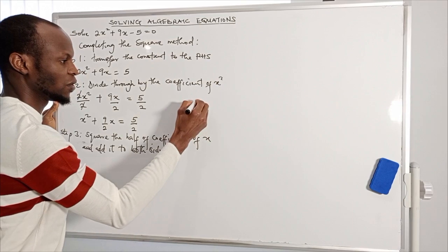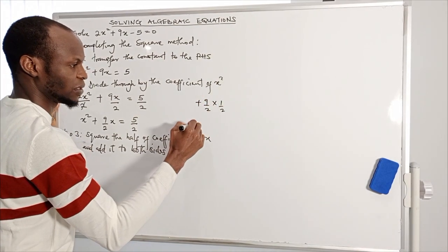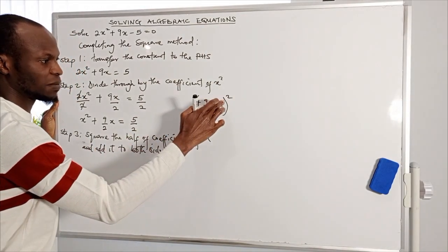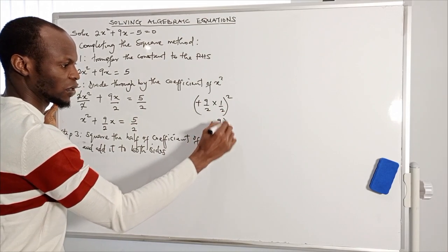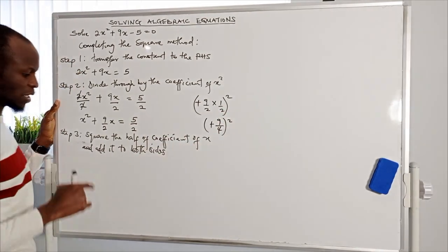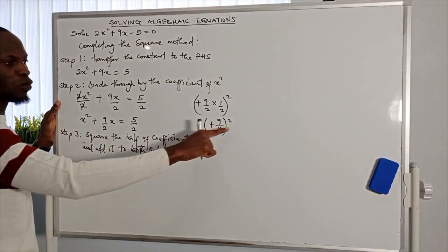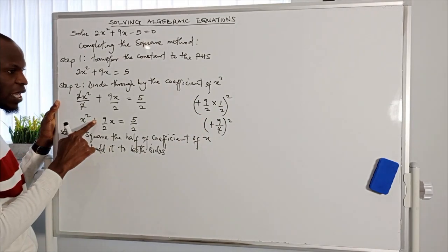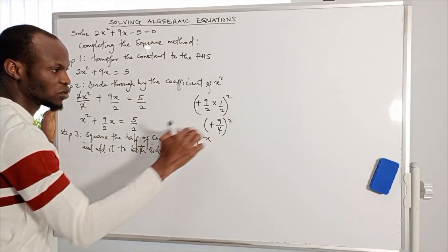How do you get it? You have plus 9 over 2, you multiply it by half. This is what you square and add to both sides. 9 times 1 is 9, 2 times 2 is 4. Okay, this is what you add to both sides. Please don't forget the signs that you have before the coefficient must be squared together and added to both sides. Please, if you have minus here, automatically we have minus here. Please take note of that.